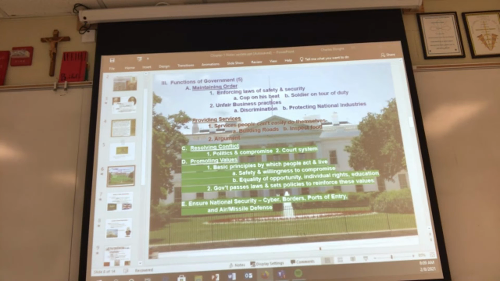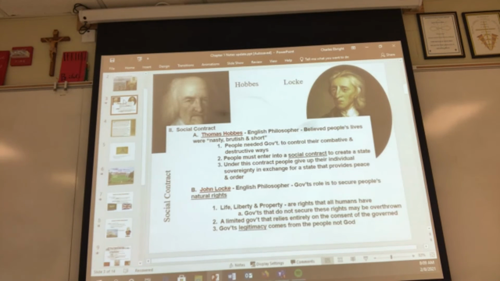Social contract is just an agreement between people and government, between the governed and the government. It's a social contract. Our social contract is a representative democracy with a presidential system using federalism.